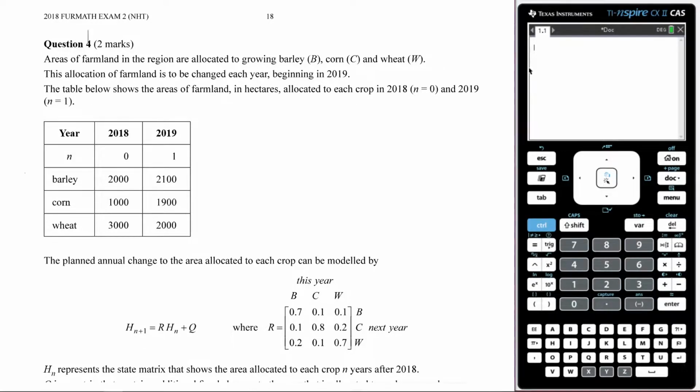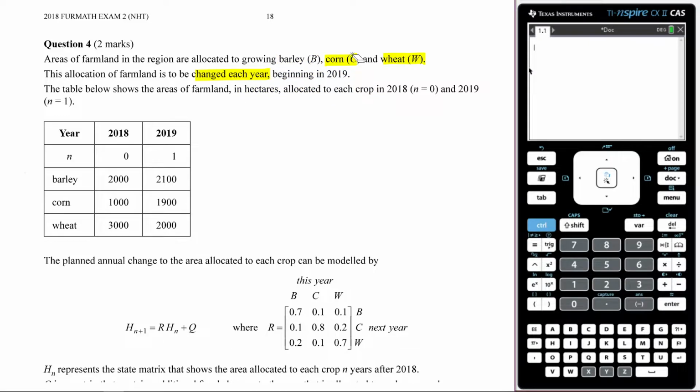All right, let's now answer this question here. Let's begin by giving it a read. It says, areas of farmland in the region are allocated to growing barley, corn, and wheat. This allocation of farmland is to be changed each year, beginning in 2019. The table below shows the areas of farmland in hectares allocated to each crop.